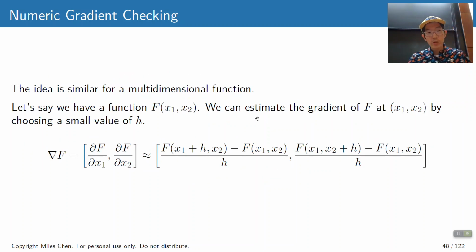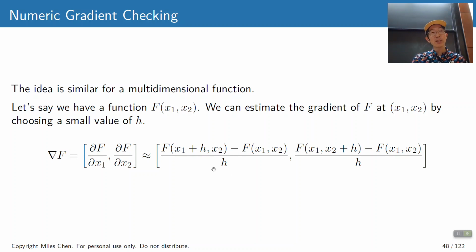So when you have a gradient, you have a vector of partial derivatives. And this is the important thing: you have to do each component separately. You can't do numeric gradient checking of both values at the same time. So here we have the gradient, the partial with respect to x1, and the partial with respect to x2. And we have to do these separately.